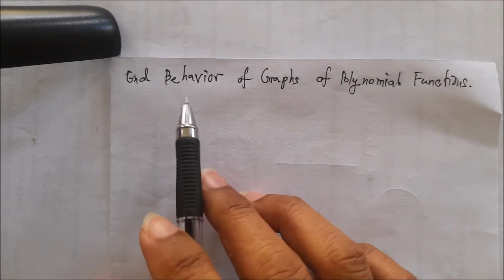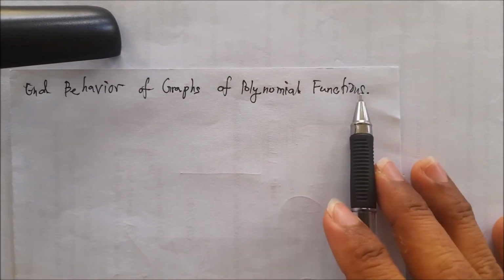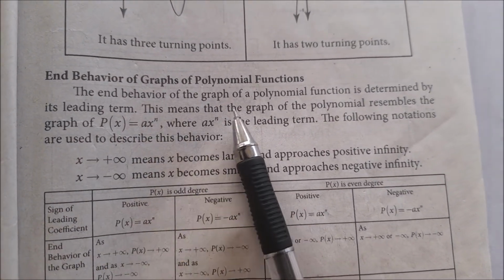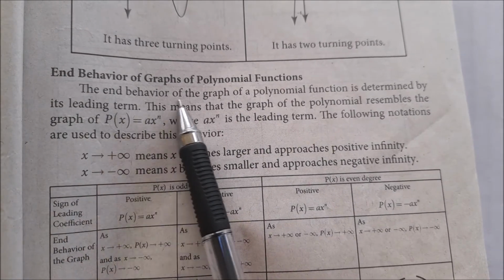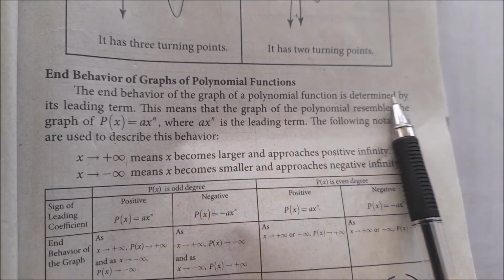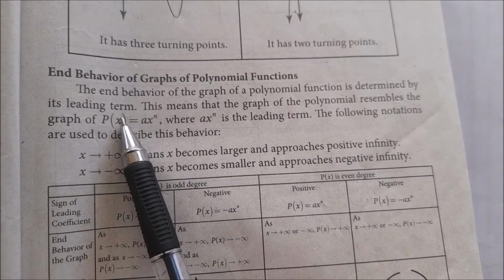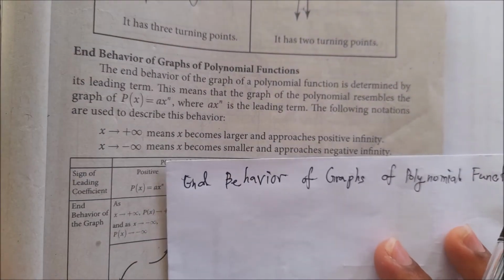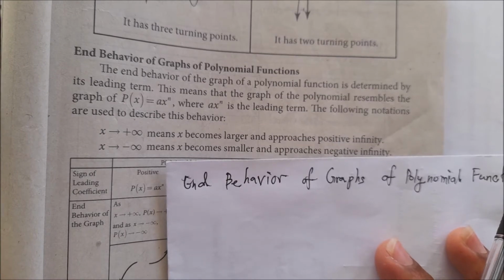This is the continuation of the discussion of the polynomial functions and their graphs. Now let's proceed to the end behavior of graphs of polynomial functions. The end behavior of the graph of a polynomial function is determined by its leading term. The leading term is the first term, the term of the highest degree of the equation.